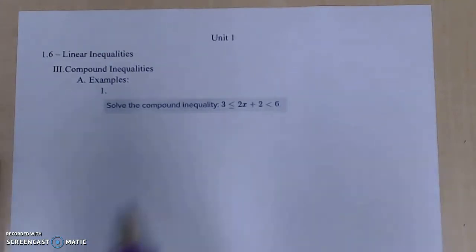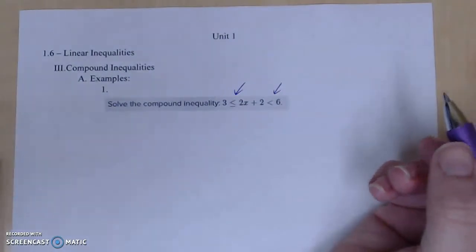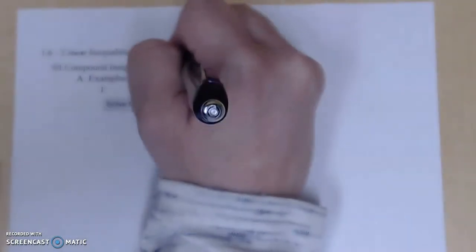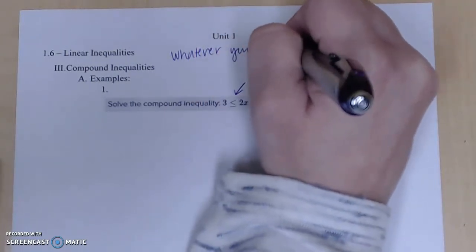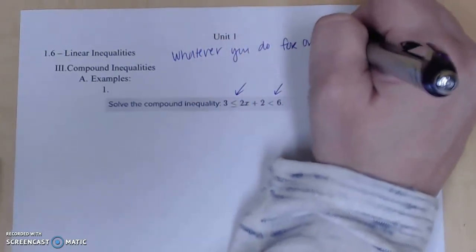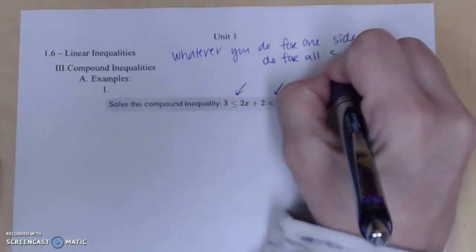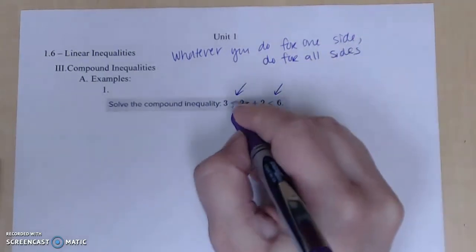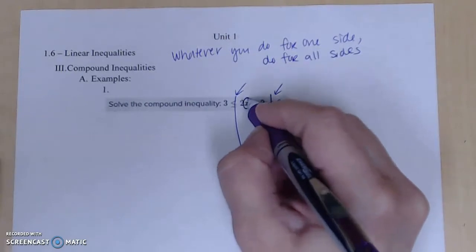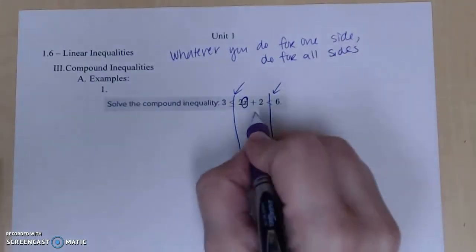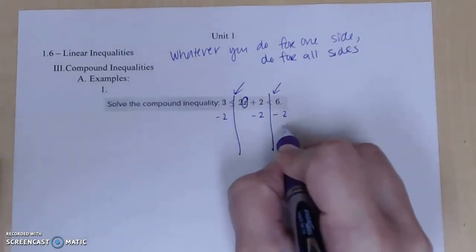When you're working with a compound inequality, you're going to notice that you have more than one inequality. So the general rule for this is whatever you do for one side in order to get something by itself, do for all sides. And so here's my inequality here. So I have three sides to this problem, and I need to get x by itself. So in order to get x by itself, I would have to subtract 2. Notice I'm going to subtract it from all three sides.